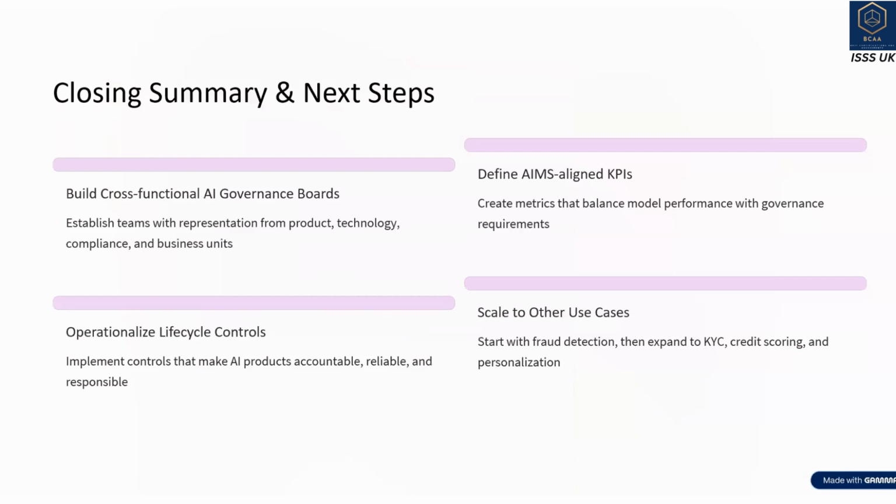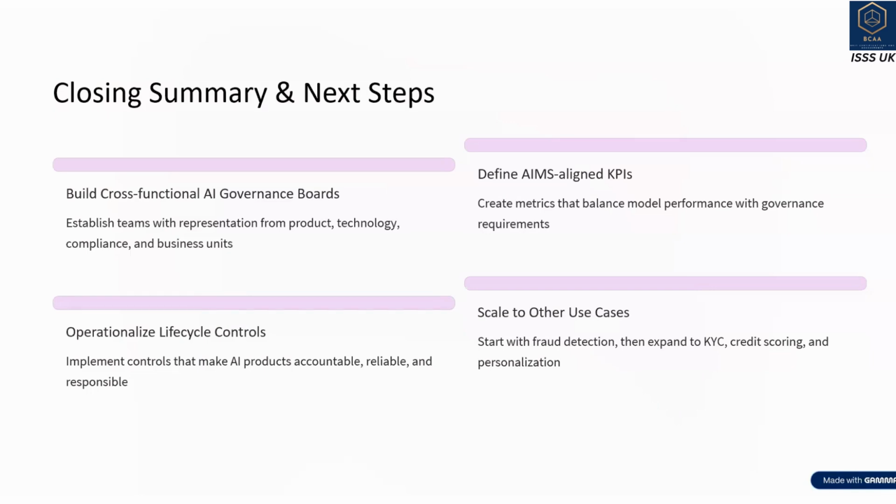Now, lastly, the closing remarks, very important. Build a cross-functional AI governance board. So establish a team with representation from product, technology, compliance, business unit. It is important that all the units work together to achieve one vision of the organization. Define aims, aligned KPIs, create metrics for balanced model performance with governance requirements.